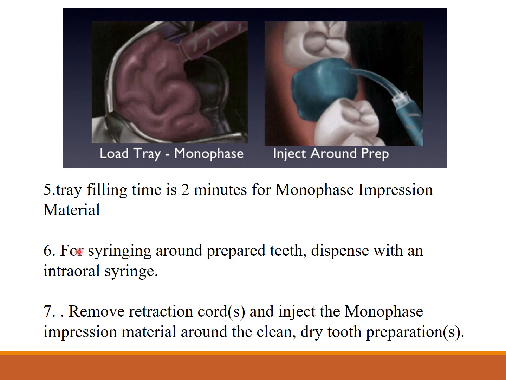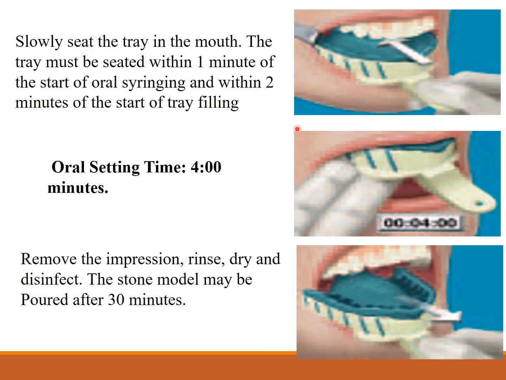For the syringe around the prepared teeth, dispense it intraorally. So you dispense a slight amount of material in the prepared teeth. Remove the retraction cord if you have placed one; if not, no problem. And inject the monophase material around the clean teeth. Then slowly seat the tray in the mouth. The tray must be seated within 1 minute of the start of the oral syringing, within 2 minutes of the start of tray filling. So just place it on time.